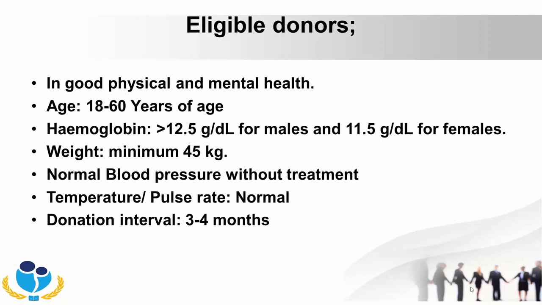Who are eligible donors? The eligible donors should be in good physical as well as mental health. The age should be between 18 to 60 years. The hemoglobin value for males 12.5, for females 11.5. The minimum weight should be 45 kilograms. Normal blood pressure without treatment, normal pulse rate and temperature, and for those who are regular donors, the interval should be a minimum of 3 to 4 months.